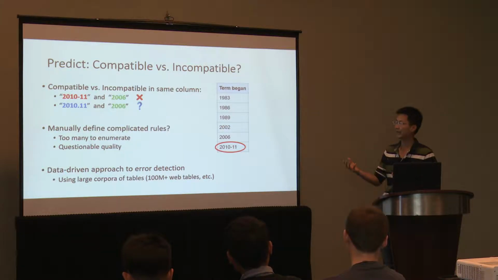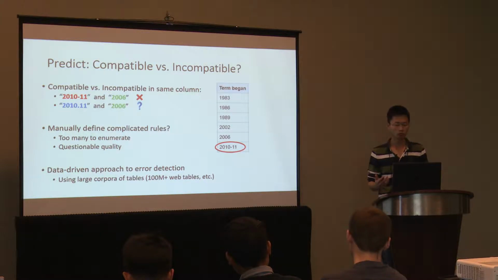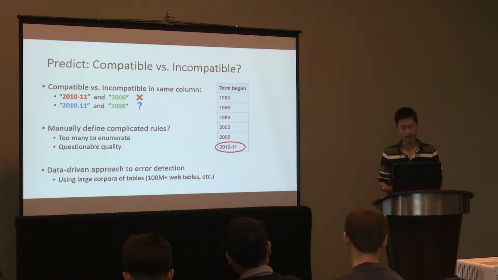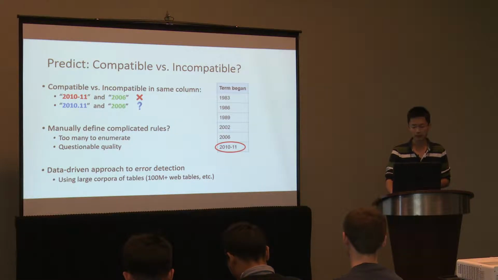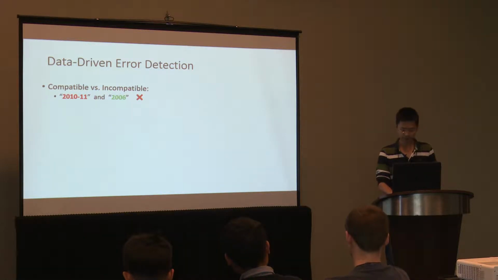And we find that manually defining those complicated rules of saying what values are compatible with what is going to be too difficult, and it's just not going to work. So that motivates us, the data-driven approach, to detect errors using a large corpus of tables.